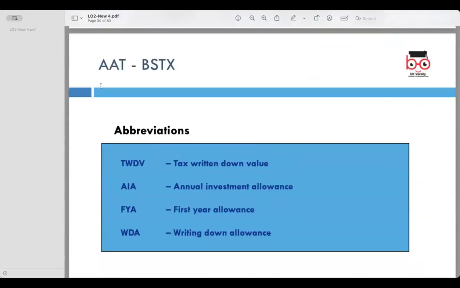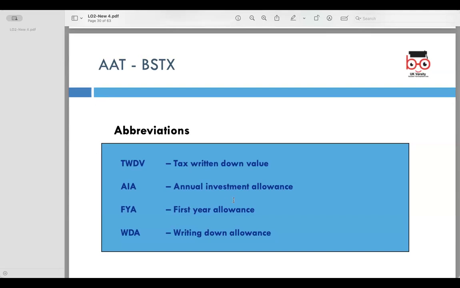Here we'll go through this page's abbreviations. TWDA, tax written down value, is the abbreviation for this term. When allowances have been subtracted from the value of an asset, this is the value that is considered for tax reasons.